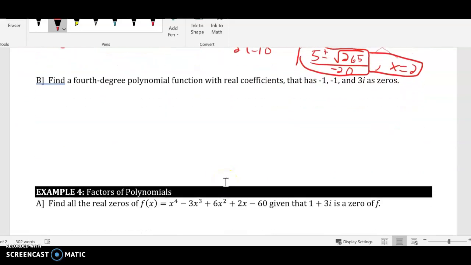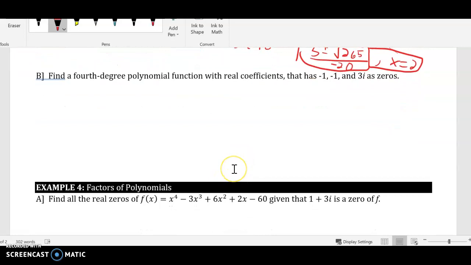Okay. Let's take a look at letter B. So we need to find a 4th degree polynomial with real coefficients that has zeros of negative 1, negative 3, and 3i. Well, I can tell you there's another 0 that they didn't tell you. It's negative 3i. It's called a conjugate pair. These two go together. So 3i and negative 3i. Or if you had the square root of 3, negative square root of 3 would also be a 0. If you had the square root of 7, negative square root of 7. These would be conjugate pairs.